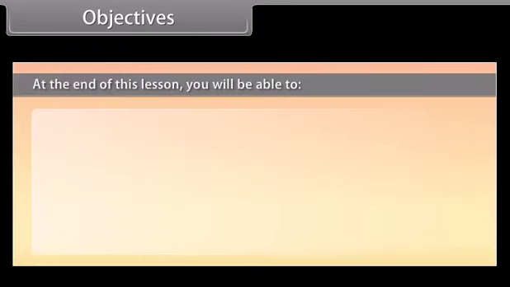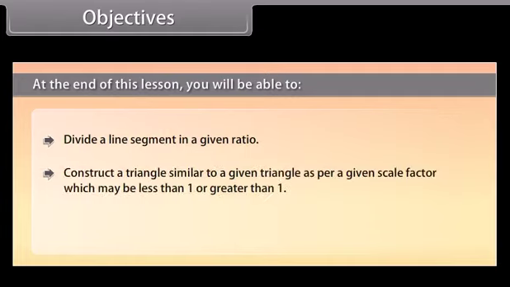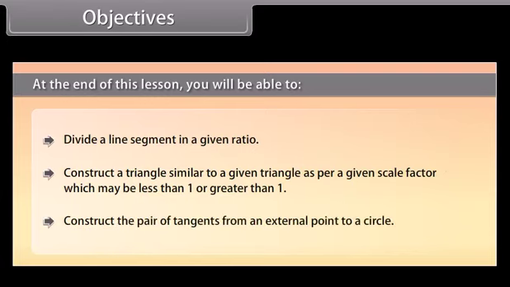At the end of this lesson, you'll be able to divide a line segment in a given ratio, construct a triangle similar to a given triangle as per a given scale factor which may be less than 1 or greater than 1, and construct a pair of tangents from an external point to a circle.